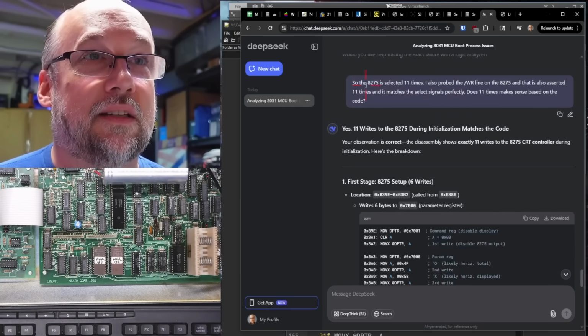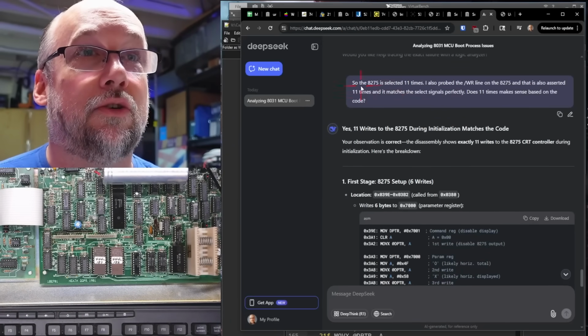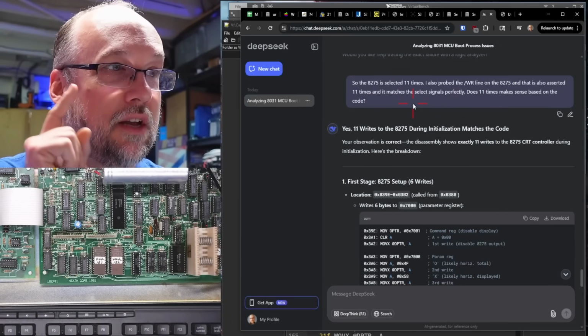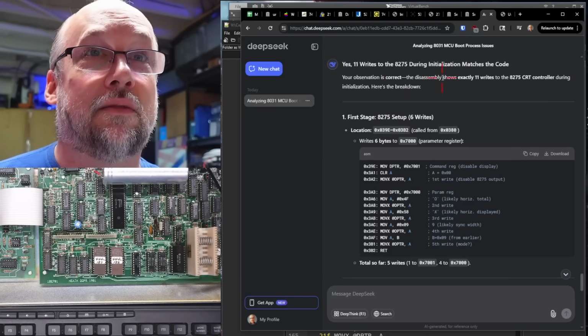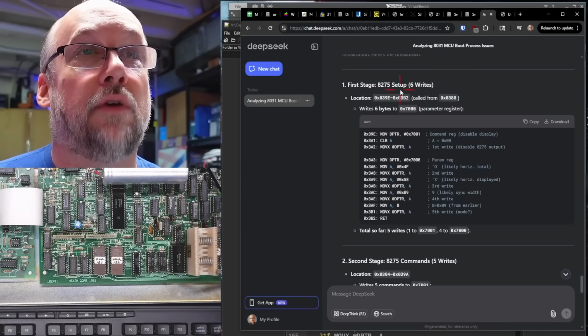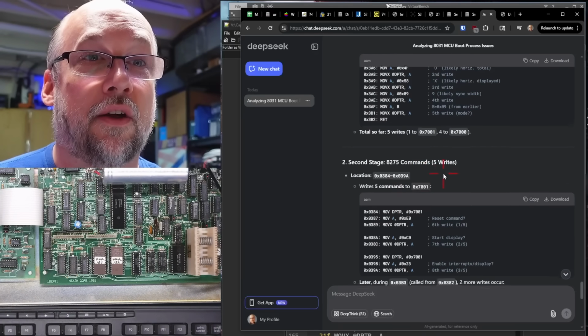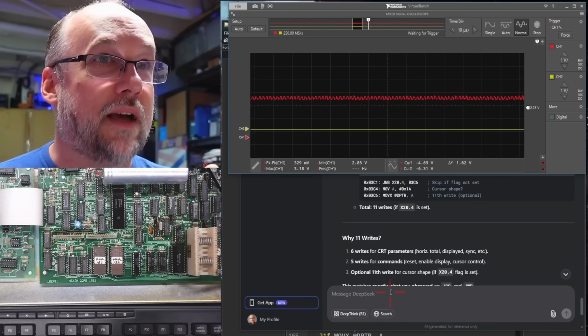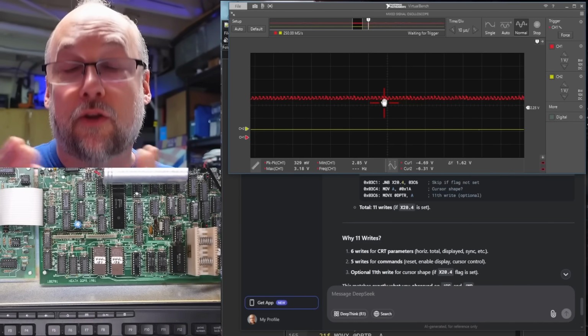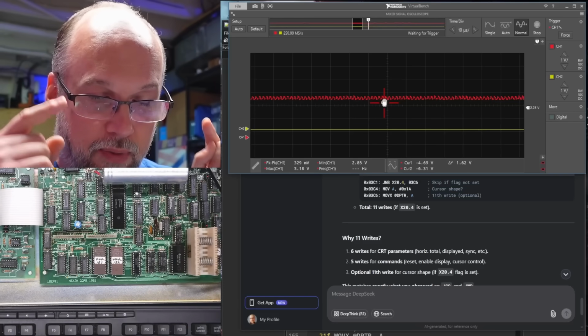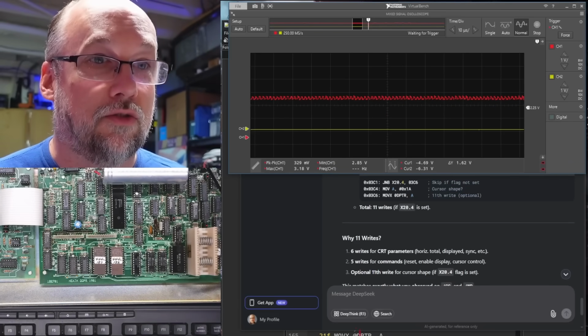Now, I went to DeepSeek and I said the 8275 is selected and written to 11 times, and does that match the initialization code? And it says yes, actually, that does match the code. It says it first writes to the chip 6 times and then another 5 times. Now I should probably ask it, and I know the capture is gone here, why we were seeing a bunch of writes to some other peripheral on the system before it actually got to the CRT controller.